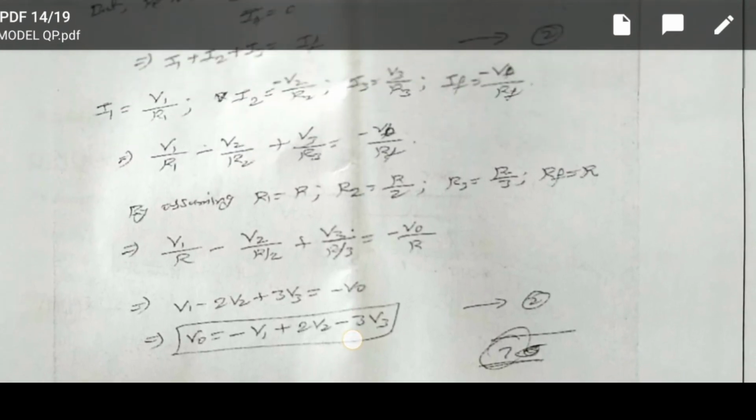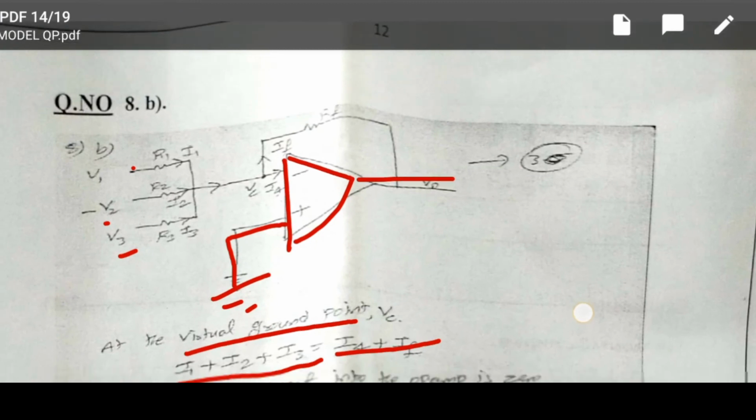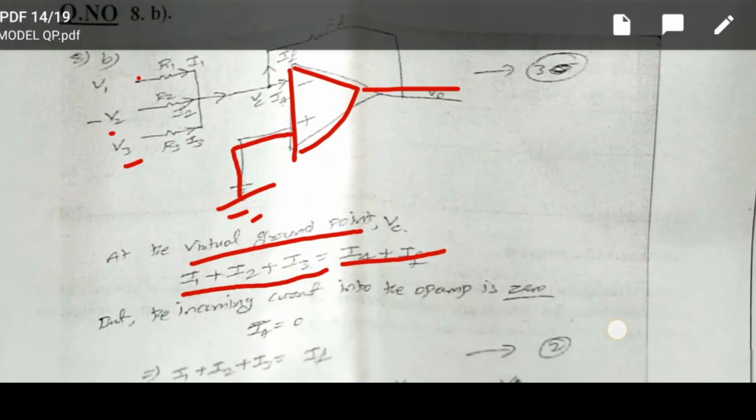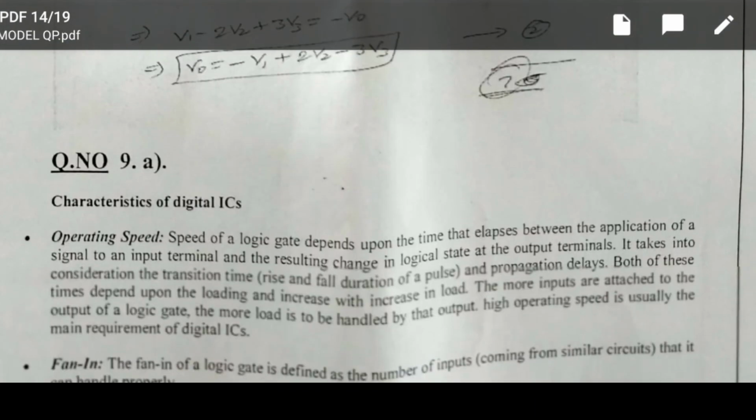How to draw the diagram? This is the operational amplifier. This may be 3 marks or 5 marks for the derivation, like that. You can go for the 9th question again.